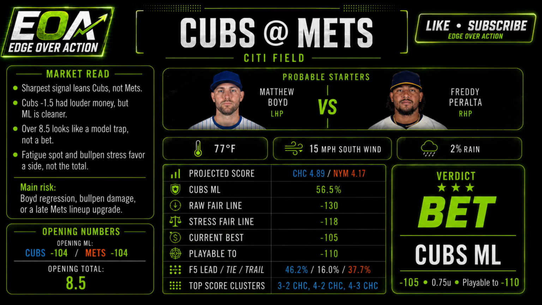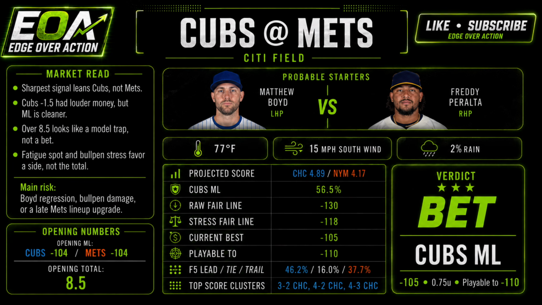The Cubs' run line had the louder money split, but that is not the cleanest way to bet it. The model likes the Cubs to win more than it likes them to win by margin. The 50,000 game simulation projected the Cubs for 4.89 runs, the Mets for 4.17, and the total at 9.07. Cubs money line hit 56.5% in the model with a raw fair line around minus 130. After stress testing Boyd risk, bullpen fatigue, and lineup concerns, the fair line came down closer to minus 118. That still leaves edge at Cubs minus 105 or minus 106.